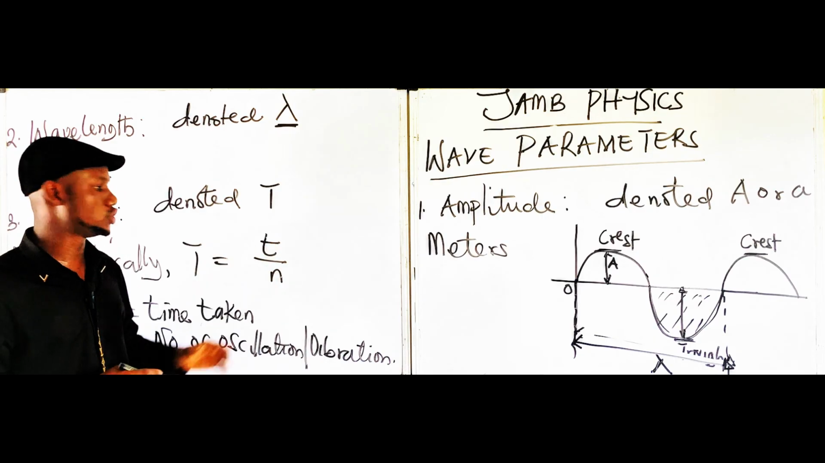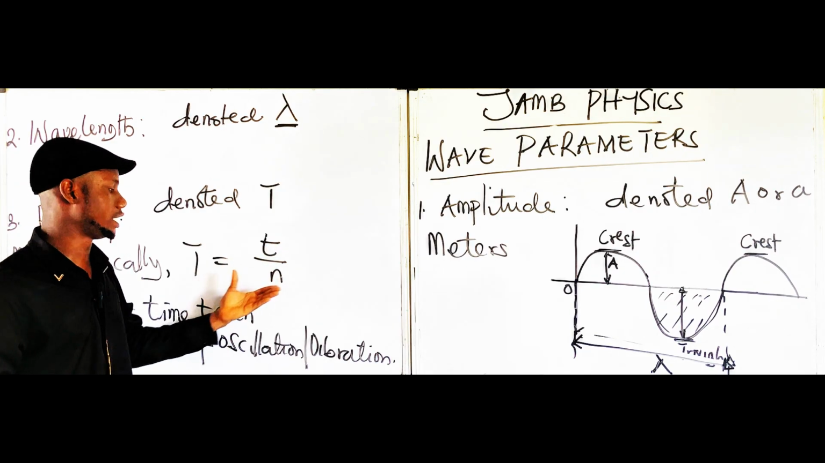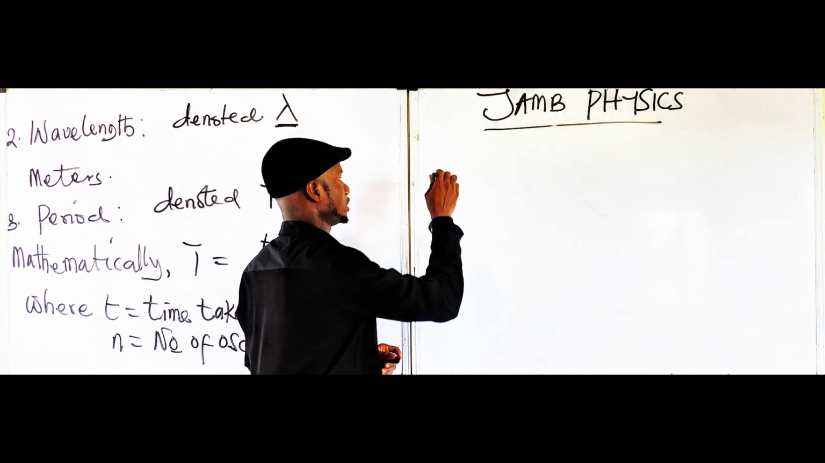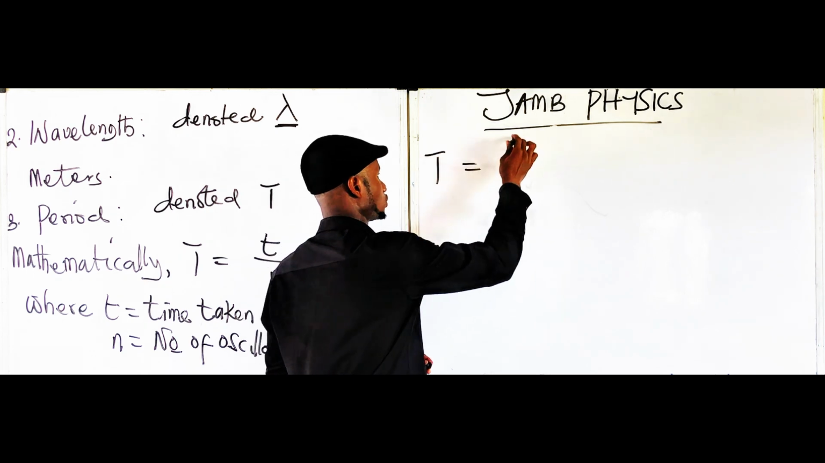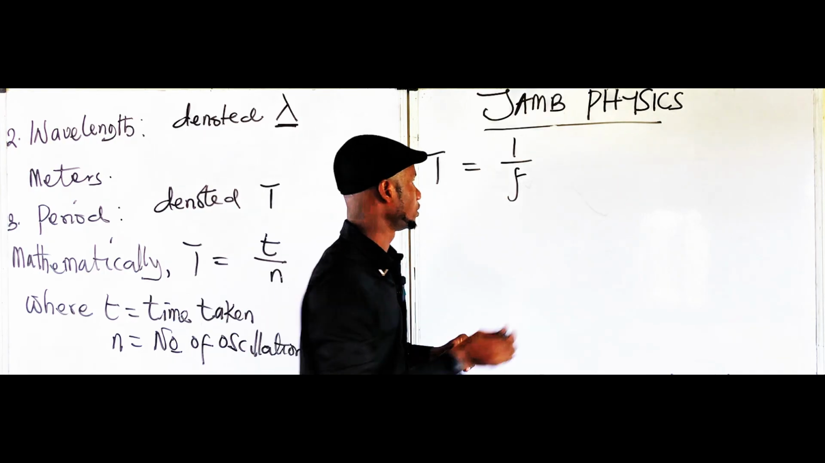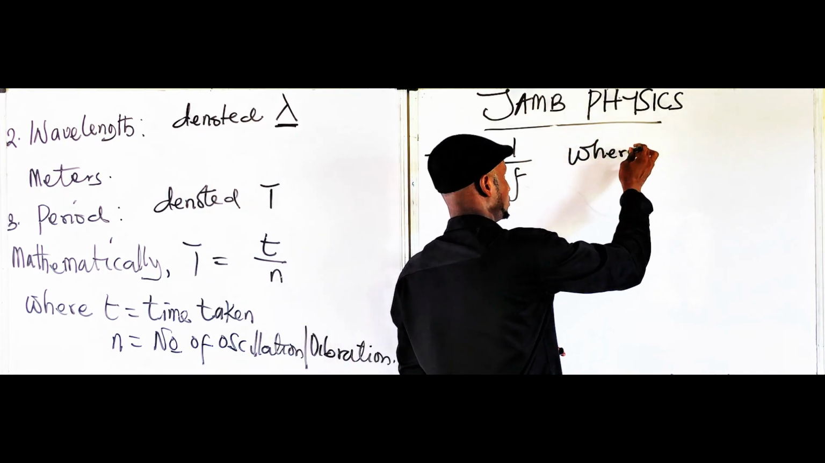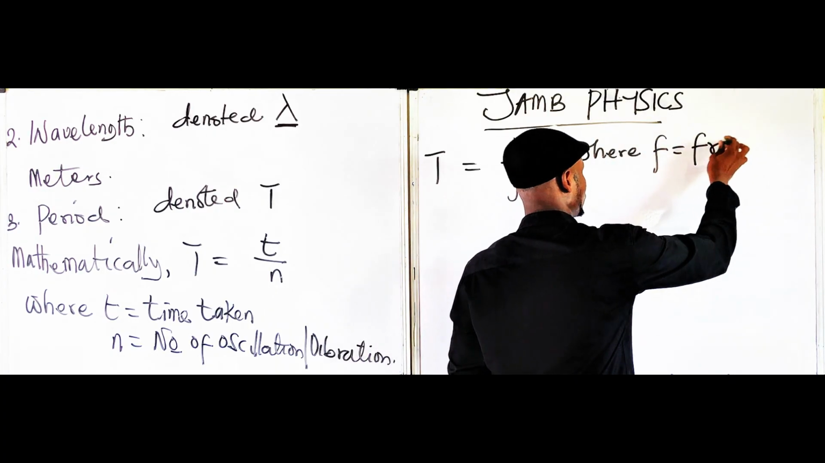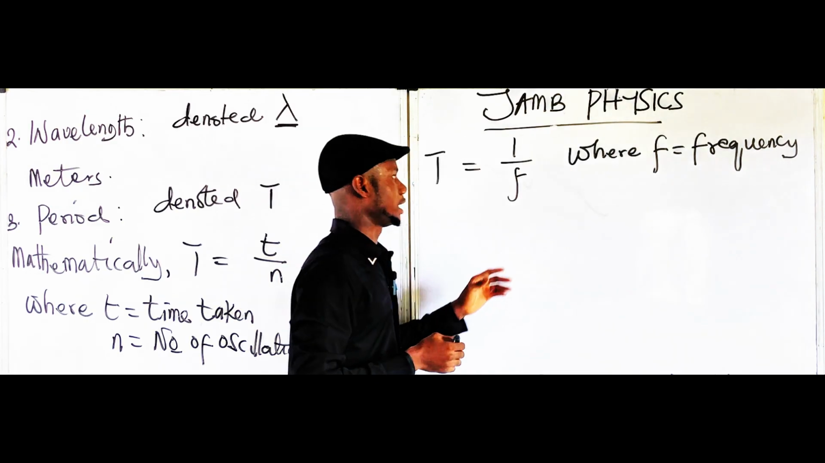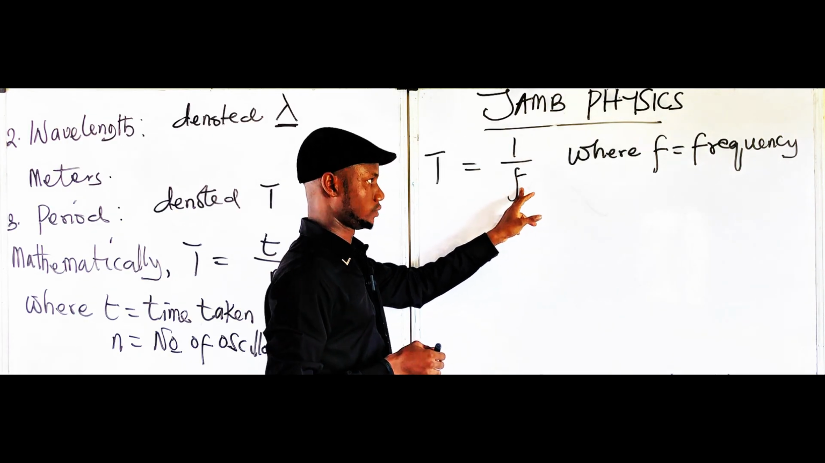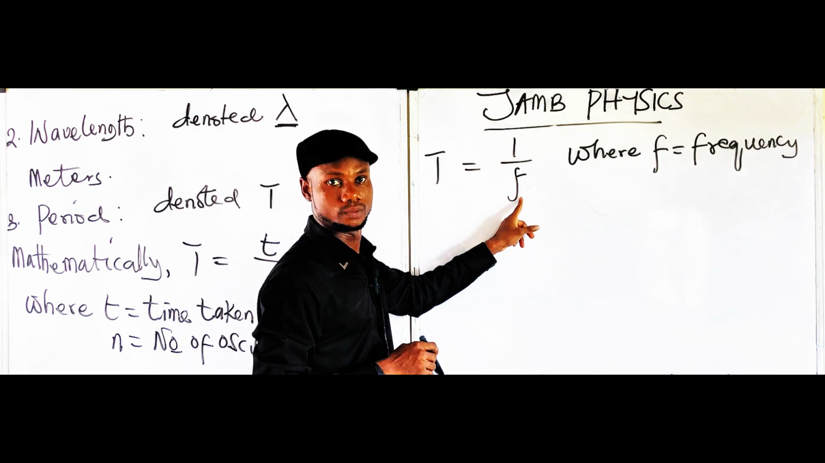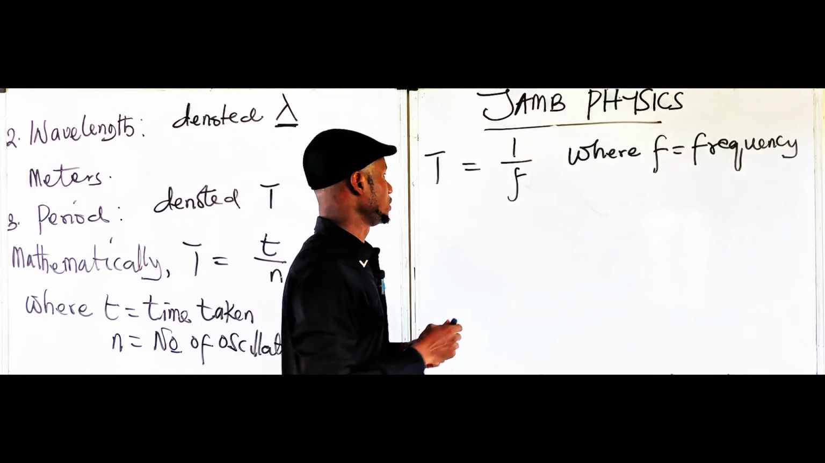All right. Now, let's take the next formula in terms of period. The next formula is said to be T is equal to 1 over F. Now, this is the formula of period relating to frequency. Please take note. Where F is equal to frequency. Okay. So, if you are given frequency and you are asked to calculate period, the formula to use is 1 over F.